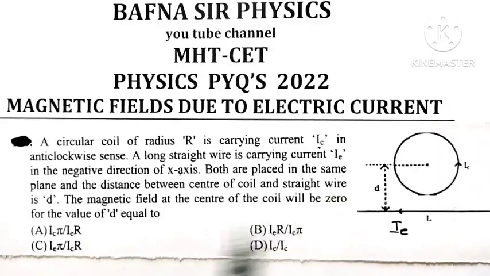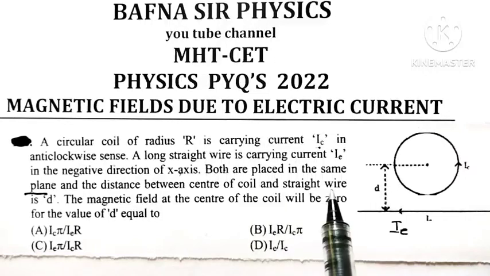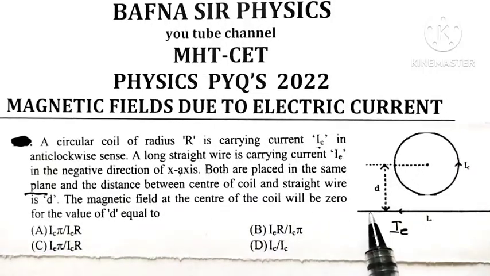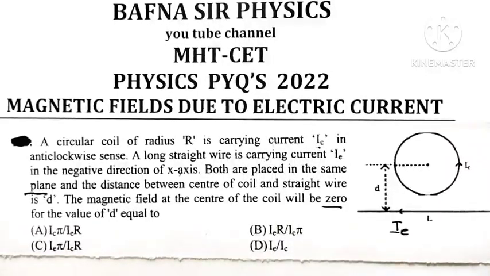Both are placed in the same plane and the distance between the center of the coil and the straight wire is D. Here the distance of separation between that straight wire and the center of the coil is D. Now the magnetic field at the center of the coil will be 0 for what value of D?